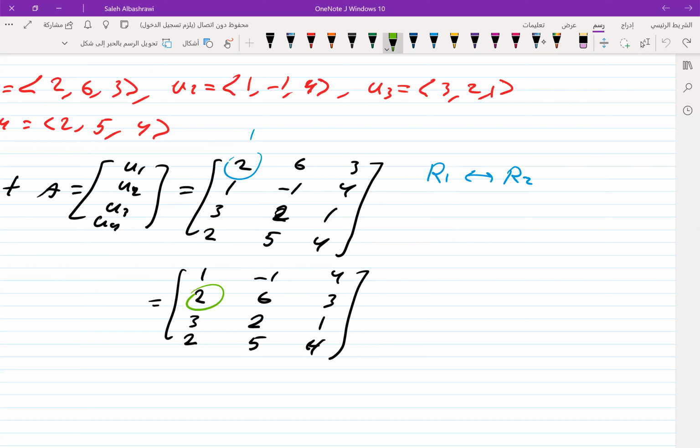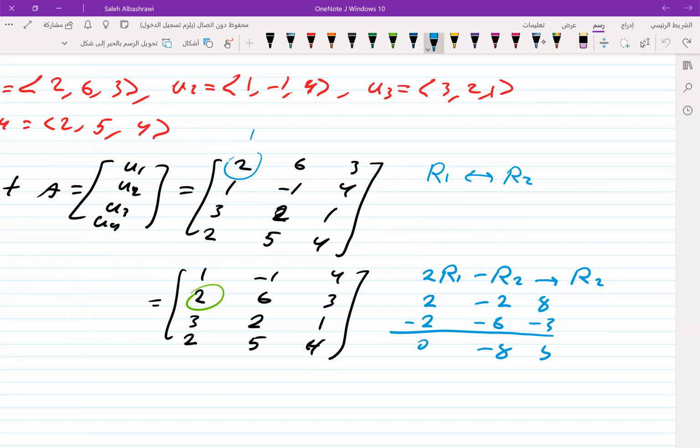Now this one, let's make it equal to 0. So I will have 2R1 minus R2 and put it in R2. That will give me 2 minus 2, and 8 minus 2 is 6, minus 3. 0, minus 8, and 5. This will be R2.